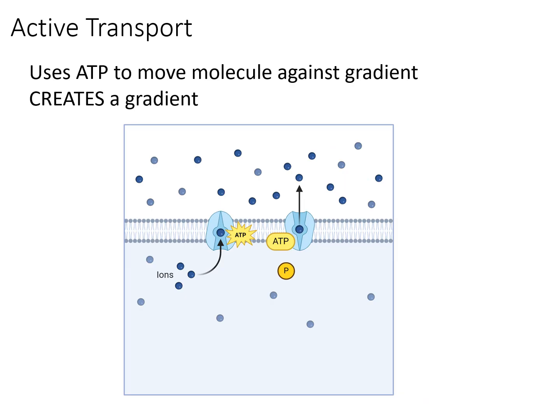Active transport is essentially the opposite of diffusion and osmosis. Instead of moving down a gradient to a homogeneous mixture, active transport creates a gradient. So active transport is movement against the grain, or against the concentration gradient, moving a molecule from a place of low concentration to a place of high concentration. This requires energy in the form of ATP.